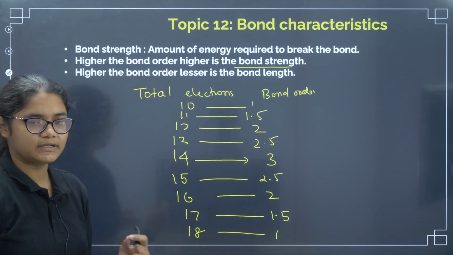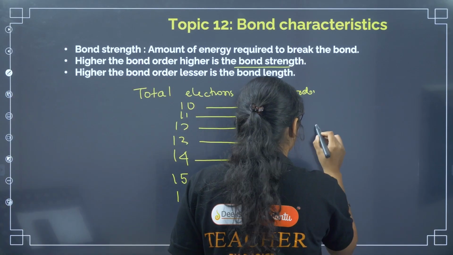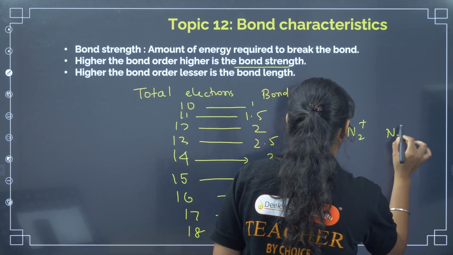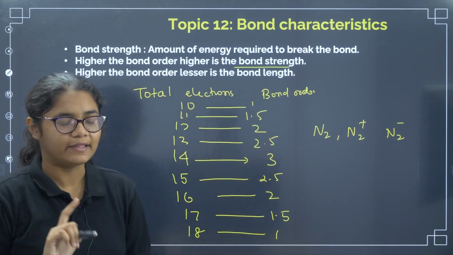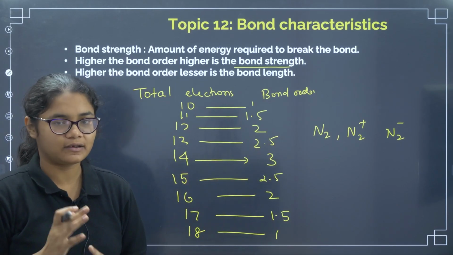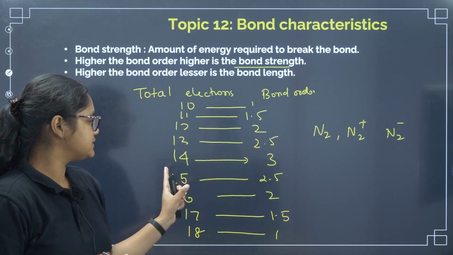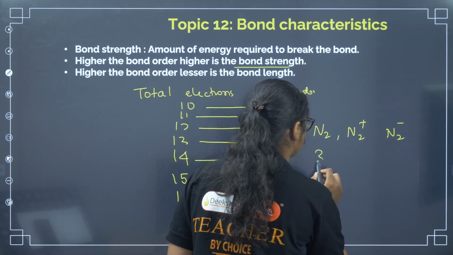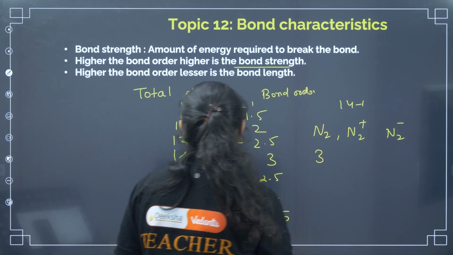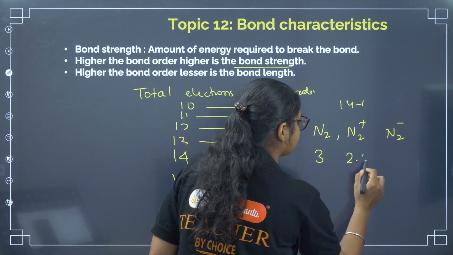Now questions are asked, for example, you have to compare N2, N2 plus and N2 minus. Calculate their bond order or bond length can also be asked. Now if N2 is there, N2 valence total electron is 7, like atomic number is 7, 7 plus 7, 14, so N2 bond order will be 3. Now N2 plus means 14 minus 1 we will do 13, so 13 bond order will be 2.5.